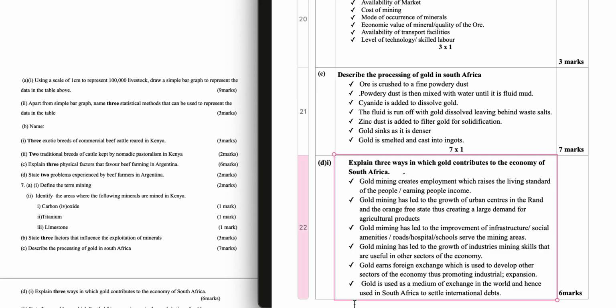Gold mining has led to growth of industries, as some of the skills are useful in other sectors of the economy. Gold earns foreign exchange, which is used to develop other sectors of the economy, thus promoting industrial expansion. Gold is used as a medium of exchange in the world and hence used in South Africa to settle international debts.